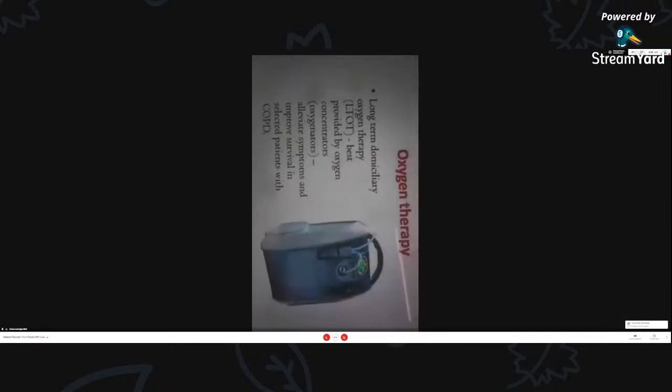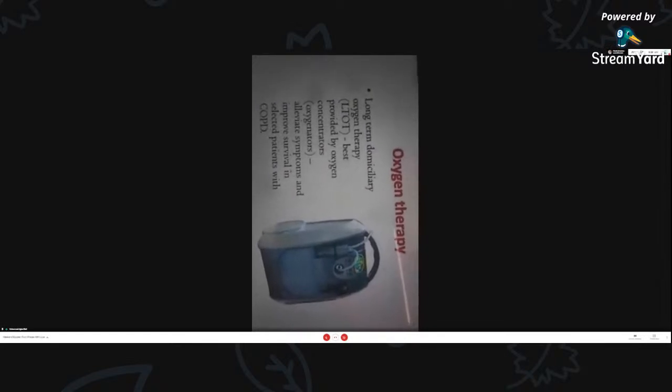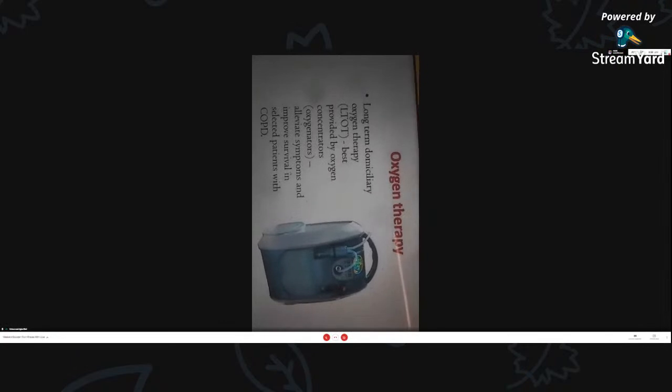These are the indications for long-term oxygen therapy: a PaO2 of 55 millimeters of mercury or less, or an SaO2 of 88% or less. This is a common question in OSCE, as well as if you happen to have a good discussion on a long case, you might be asked about this. These are pictures of the oxygen therapies. You can try to Google and be familiarized with the pictures in case they come out in OSCE.